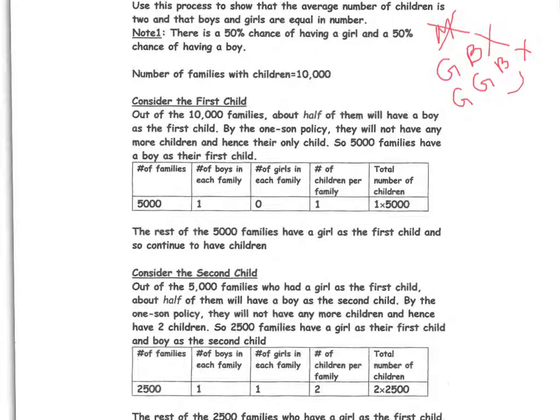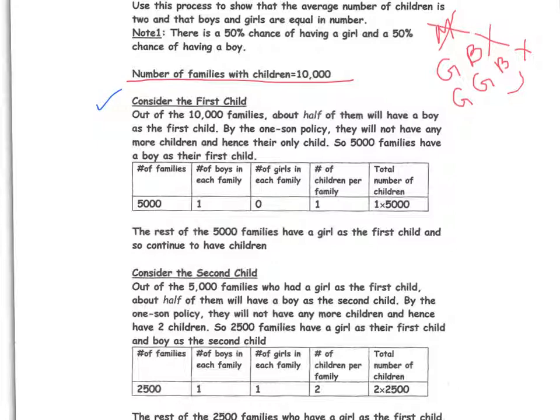Now, suppose we have 10,000 families. Let's assume there are 10,000 families. Now, let's see what happens. What about the first child? We're going to assume that there is a 50-50 chance of having a girl or a boy. So out of the 10,000 families, we're considering the first child.